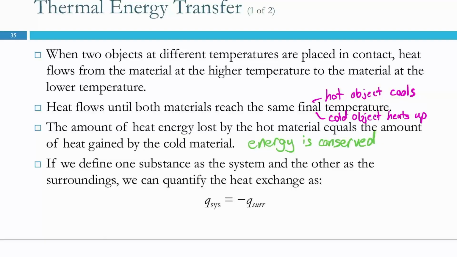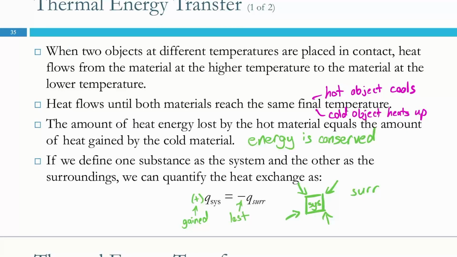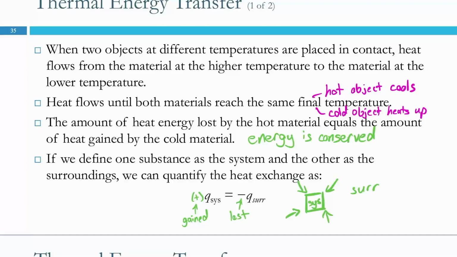So heat flowed from the surroundings into the system. Energy into the system, lost by the surroundings. All this is doing is saying that we didn't lose any heat somewhere along the way. We're not doing a friction thing like we might do in physics, where some of our energy is lost as friction or heat or whatever.